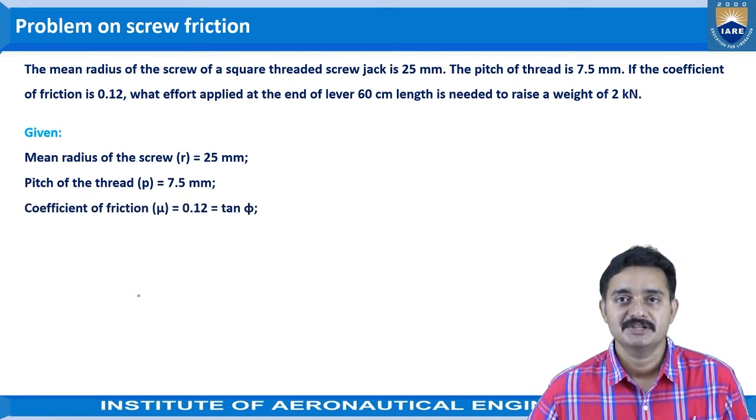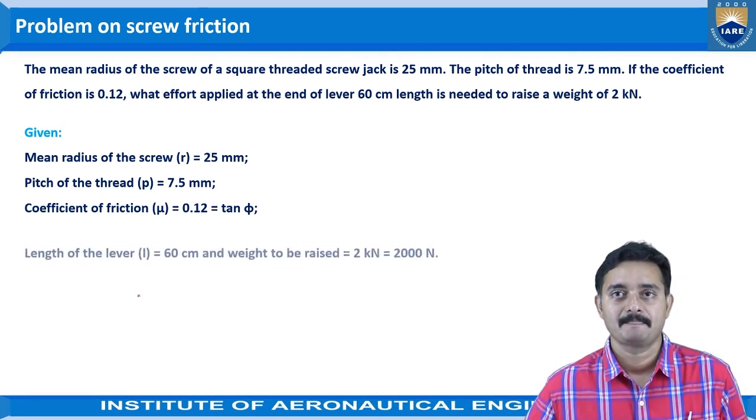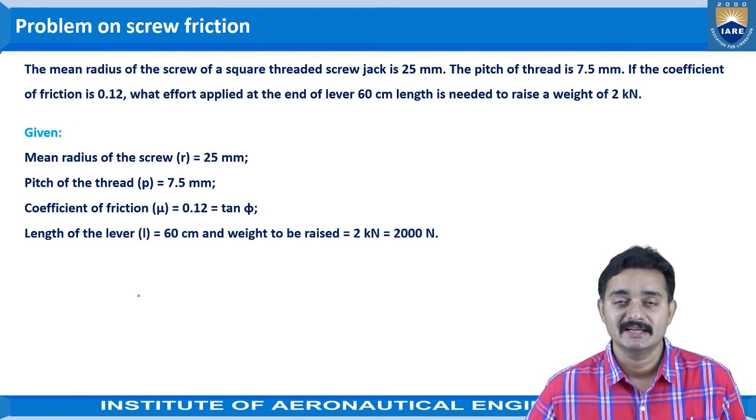The coefficient of friction, represented with mu, is given as 0.1. Also, that can be equated to tan phi, where phi is the friction angle. The length of the lever, represented with small letter L, is 60 centimeter, and the weight to be raised is equal to 2 kilonewton, that is 2000 newtons.